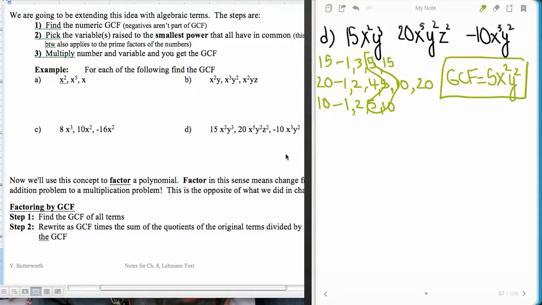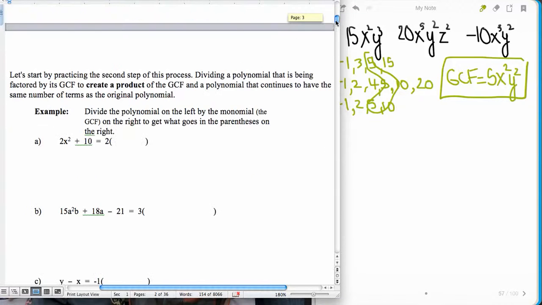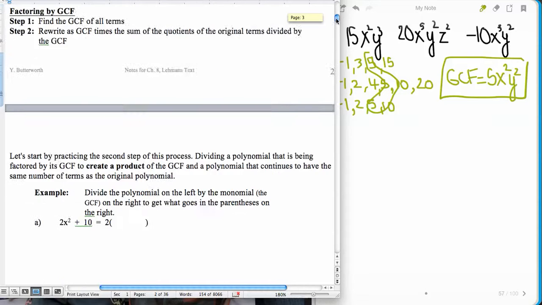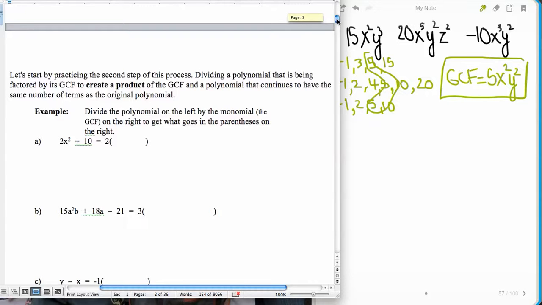All right, now we're going to do factoring by using this GCF. So that was our goal in the first place. Factoring using a GCF, what we're going to do is look at all the terms and find a GCF. And then we're going to rewrite it as the GCF times a sum of the quotients of the original terms divided by the GCF.